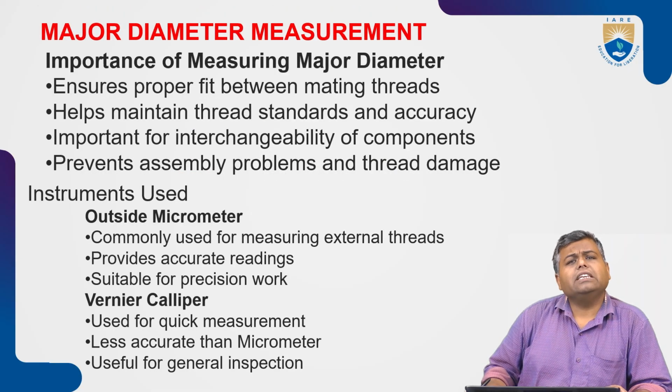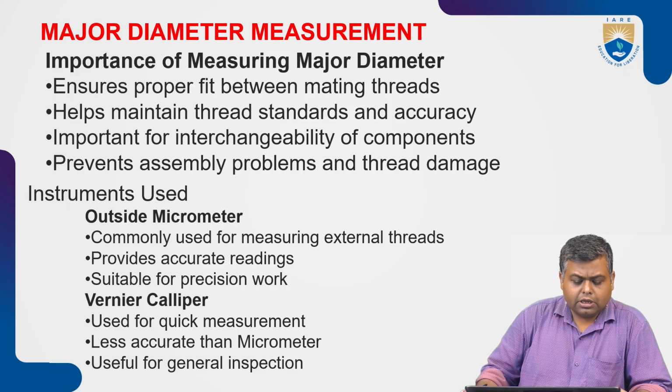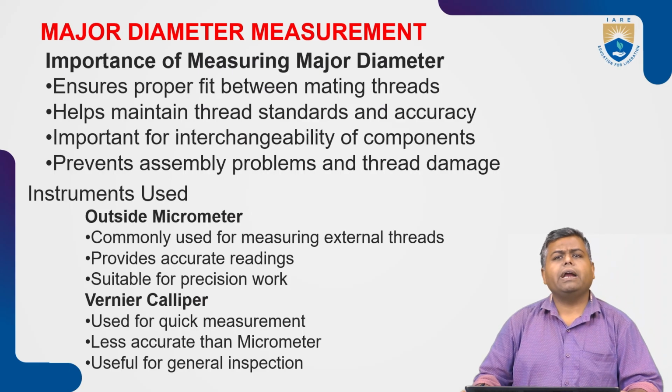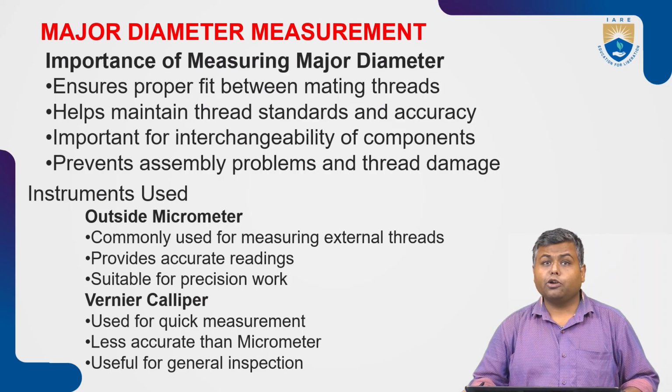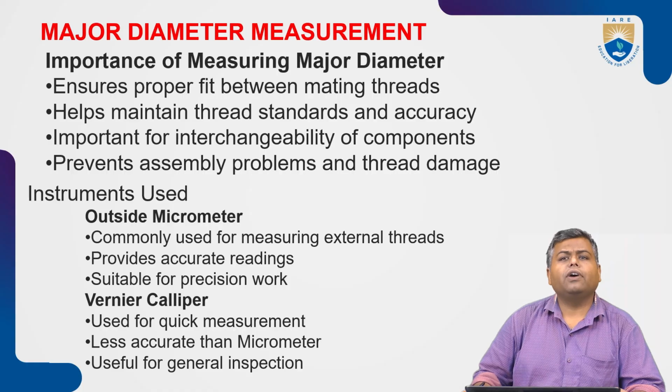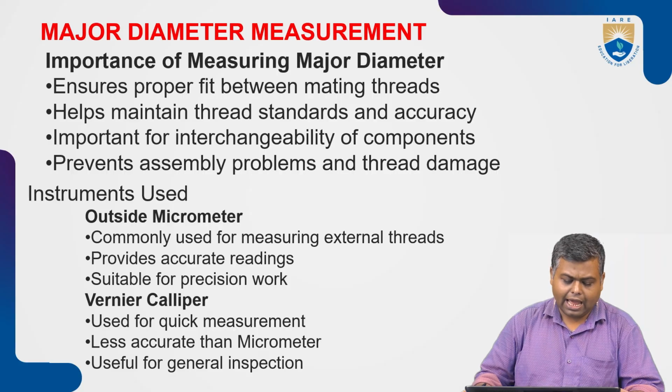So let us see how these parameters are measured. First one is major diameter. The importance of measuring major diameter is to ensure proper fit between mating threads. It helps maintain thread standards and accuracy. It is important for interchangeability of the components, as well as preventing assembly problems and thread damage.